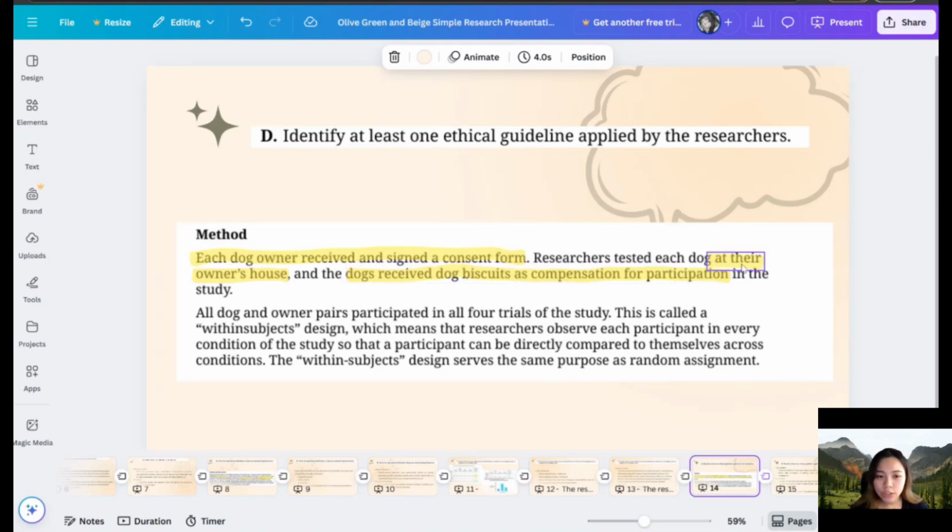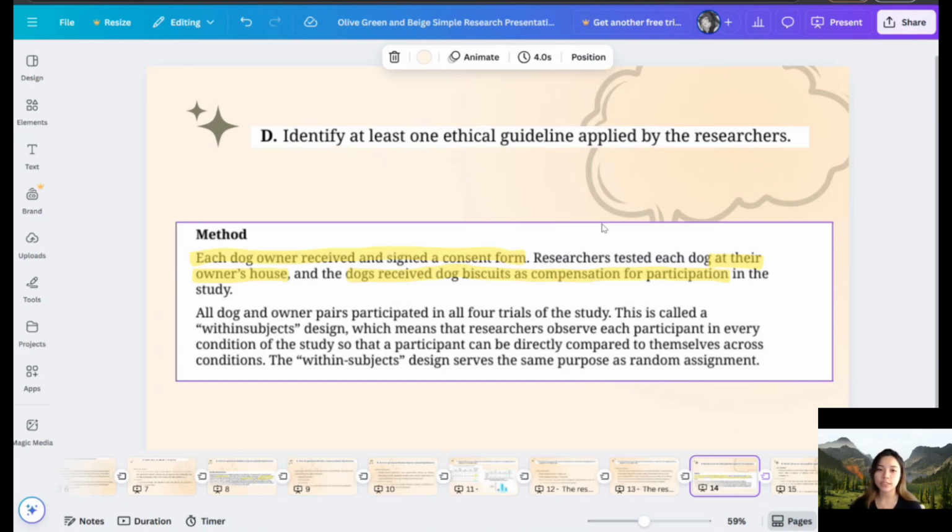And researchers test each dog at their owner's house. So they gave the dogs a safe environment, so the dogs will chill out. They won't be super scared, or the dogs won't panic because they're in a strange environment. And at the last, the dogs receive a dog biscuit, which is a dog treat, as compensation for participation in the study. So you can choose any of these three to answer question D for the ethical guidelines applied by the researcher.